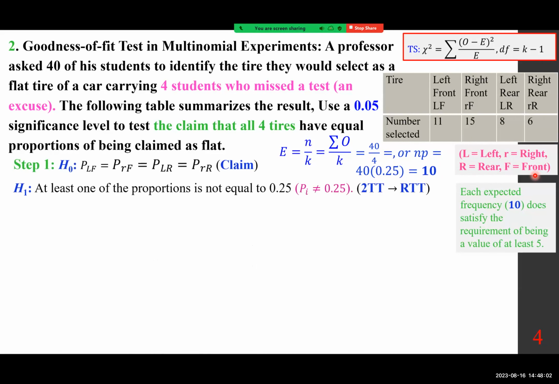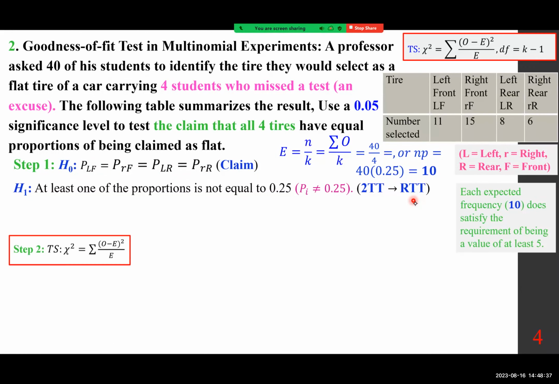And so when we write this, instead of spelling it out, the proportion of LF means left front, RF means right front, so on and so forth. There are 4 of them, they're all the same, and they're all 0.25. H1, at least one of the proportions is not equal to 0.25. It's a two-tailed test. However, remember, with the limitation, we go with the right tail test.